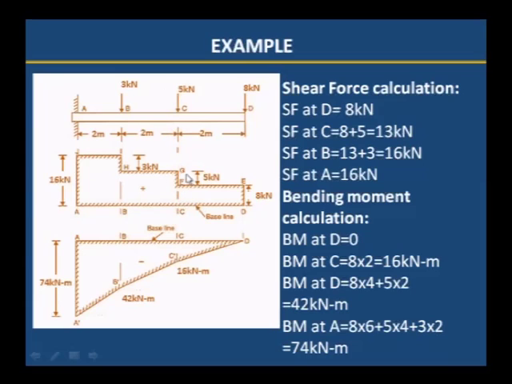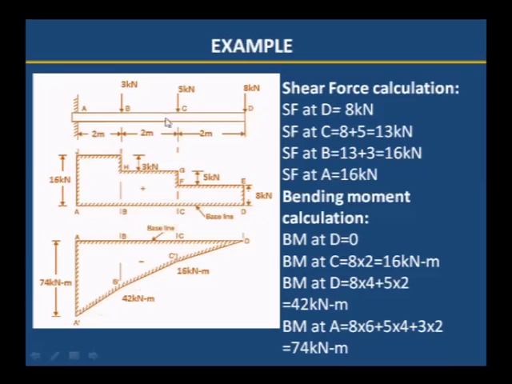Wherever load is not there, we have to draw the horizontal line. Then bending moment calculation. Bending moment at D, force into distance. Distance is 0, therefore bending moment at D is equal to 0.